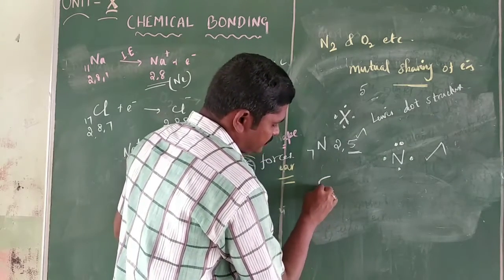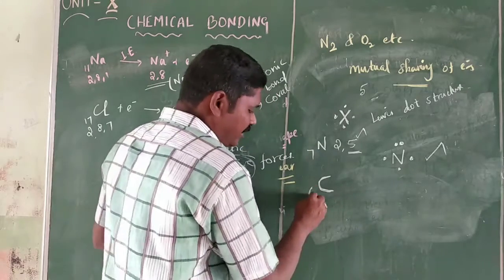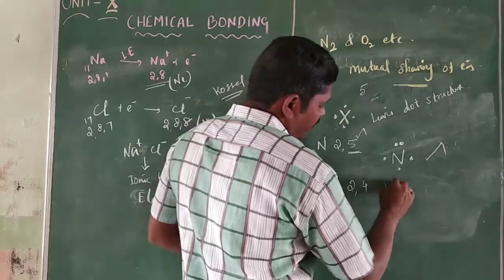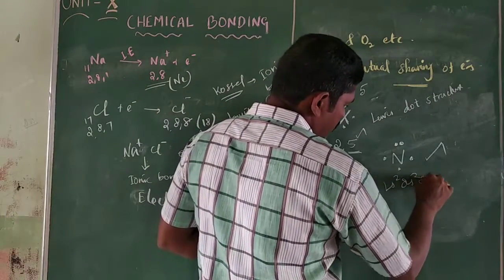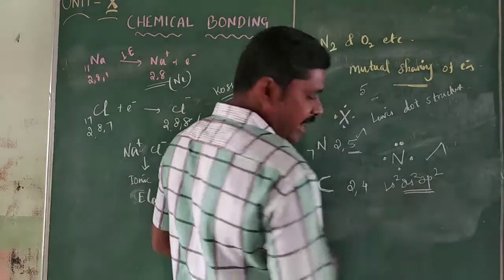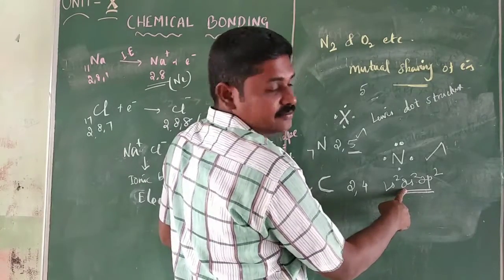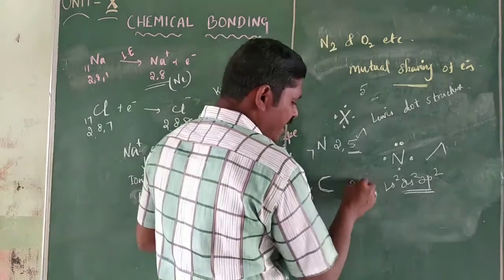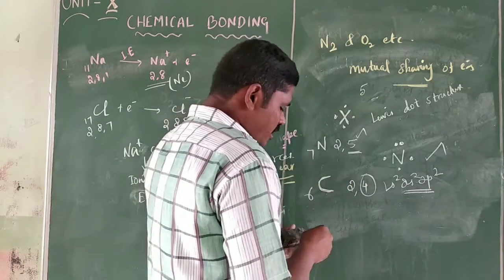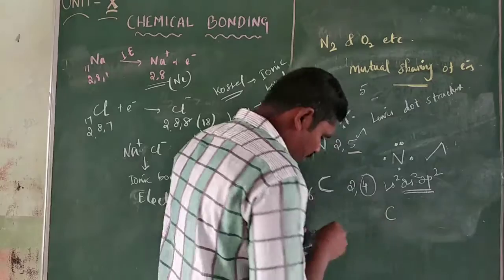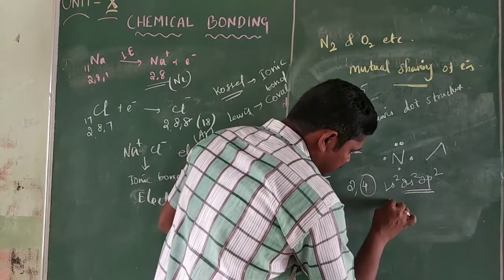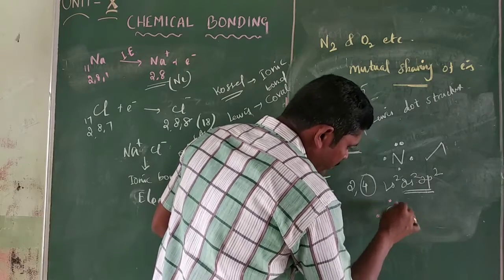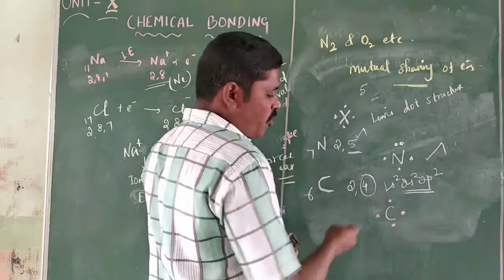Lewis dot structure of carbon. Atomic number 6, 2, 4. Electronic configuration 1s2, 2s2, 2p2. Right? The valence shell, the second shell, having 4 electrons. So valence electrons is 4. The 4 electrons are denoted as single dots in 4 directions.